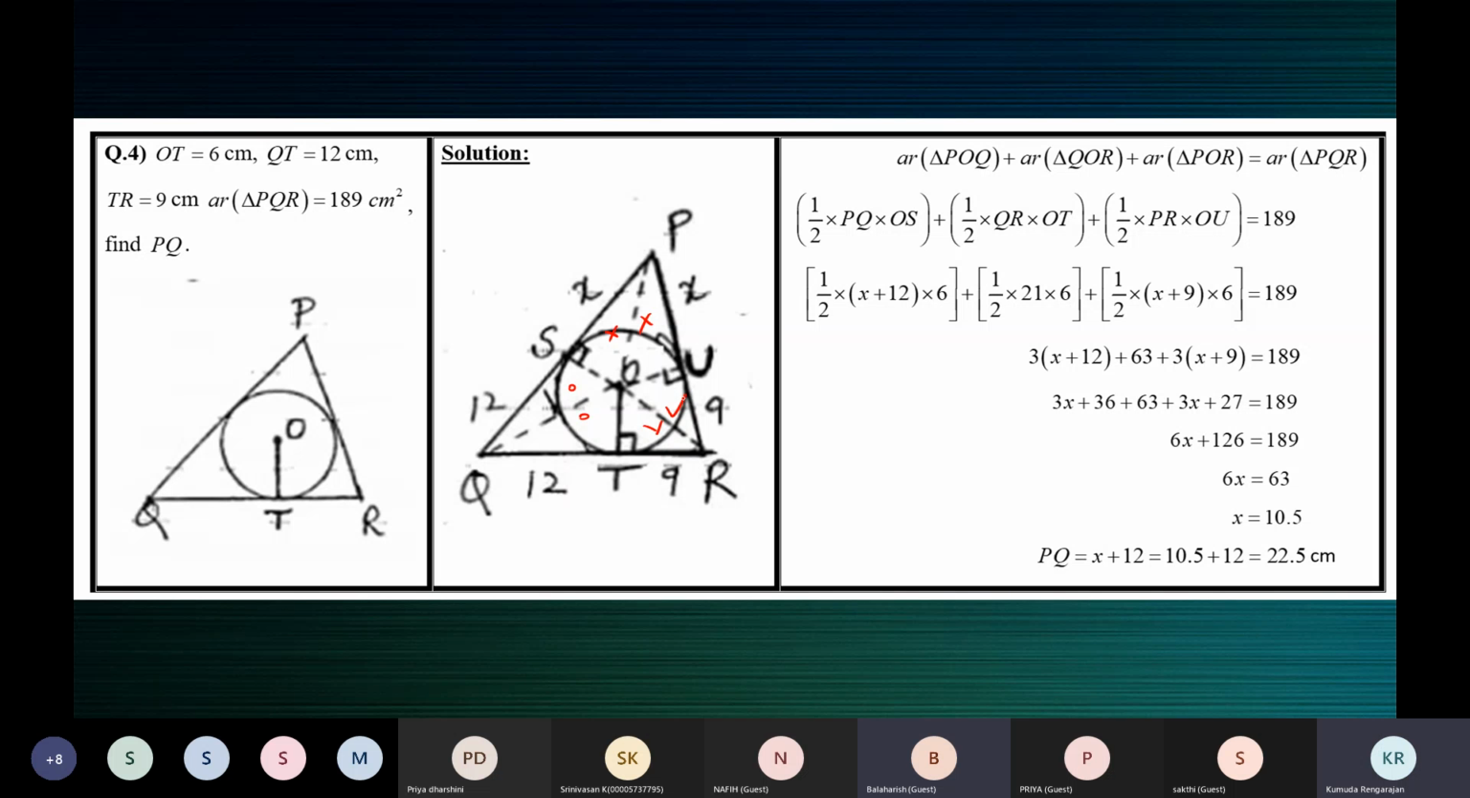Class, do we understand? Shakti, your approach is also correct. So class, we find the value of x and then the question is to find the length of the line segment PQ. PQ is x plus 12. So 10.5 plus 12, 22.5 centimeters.